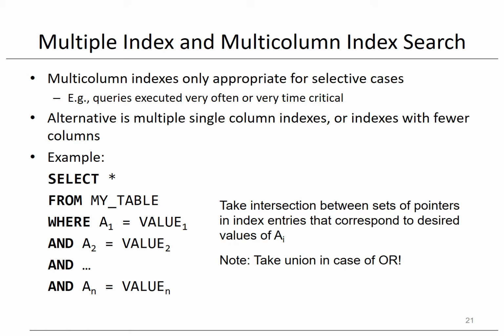And we have single column indexes for every attribute type AI, then the intersection can be taken between the sets of pointers in the index entries that correspond to the desired values of AI. This intersection yields the pointers to all records that satisfy the query. In case the predicates are combined using OR, the union of the sets of pointers needs to be considered.